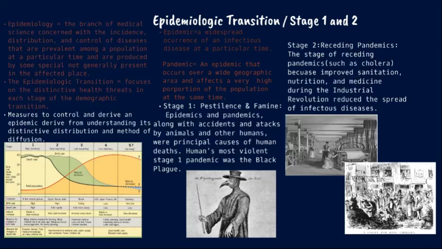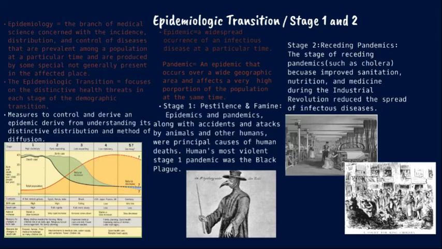An epidemic is a widespread occurrence of an infectious disease at a particular time. A pandemic is an epidemic that occurs over a wide geographic area and affects a very high proportion of the population at the same time. Stage 1, pestilence and famine. Epidemics and pandemics, along with accidents and attacks by animals and other humans, were principal causes of human deaths. Humans' most violent stage 1 pandemic was the Black Plague.